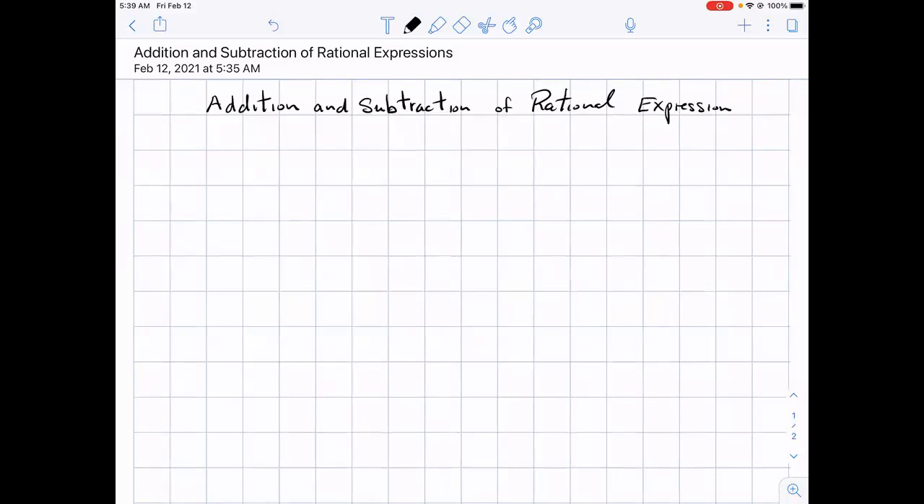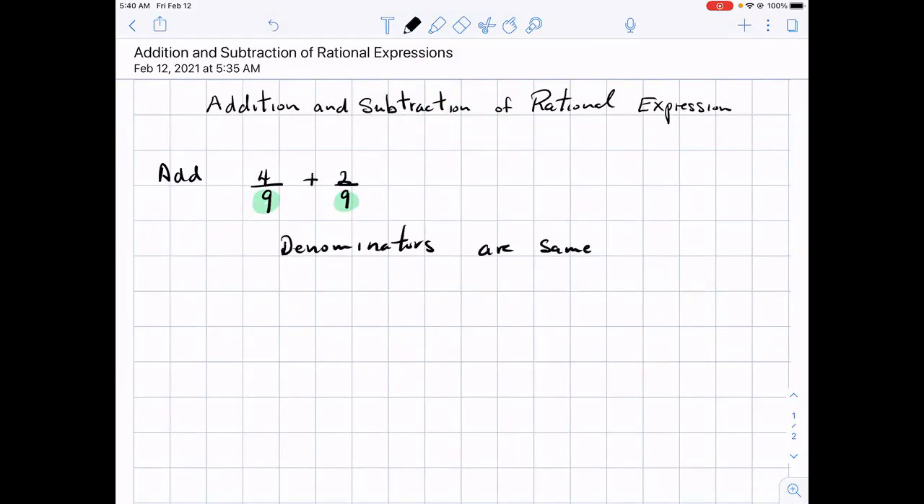Now, if you add two expressions that have the same denominator, a basic example would be a fraction. If I say add 4 over 9 plus 2 over 9. So here, these have the same common denominators. Okay, the denominators are the same.